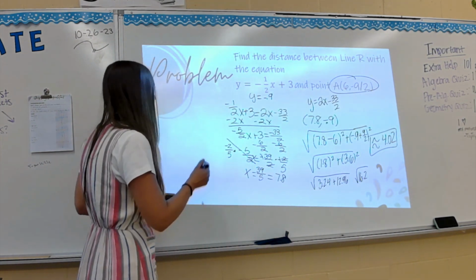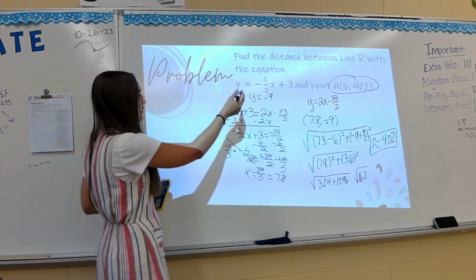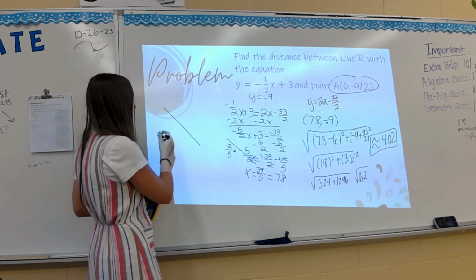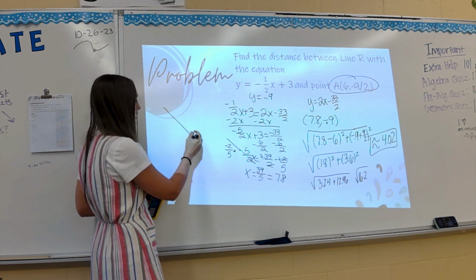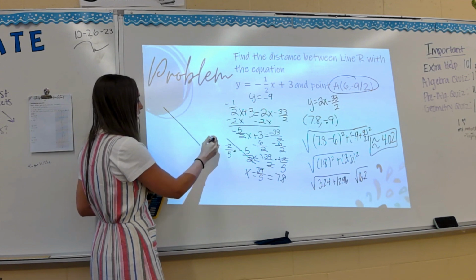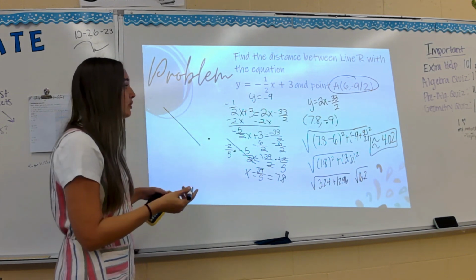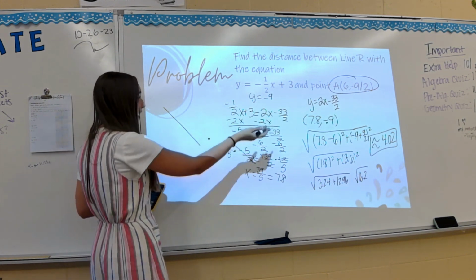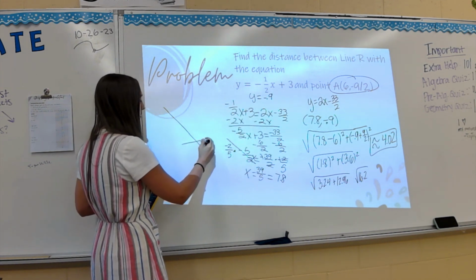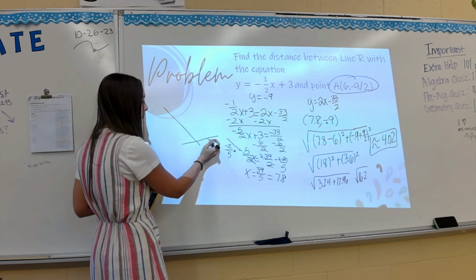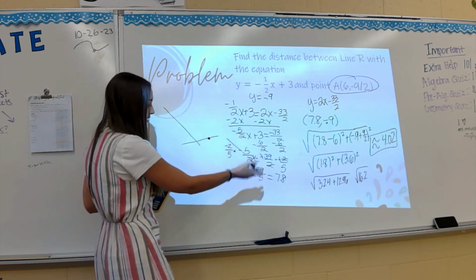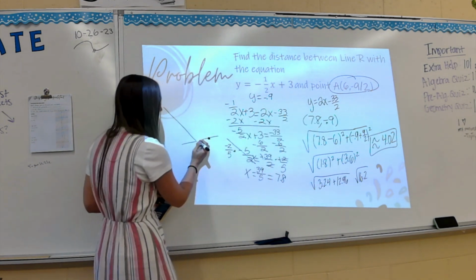And I can draw a diagram. Let's say this is -1/2 x plus 3. Let's say that looks like this. And then 6, -9/2 is like, let's say, over here. And we want to find the distance between the two of them. I found my perpendicular equation, and that's going through here. It's going through my point, going through my original line, and I found where they intersected. They intersected at this point here.